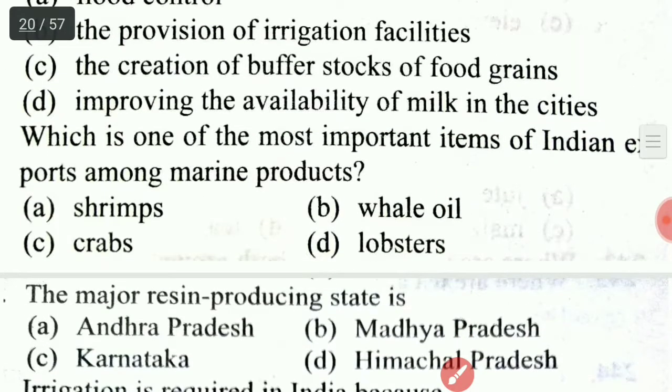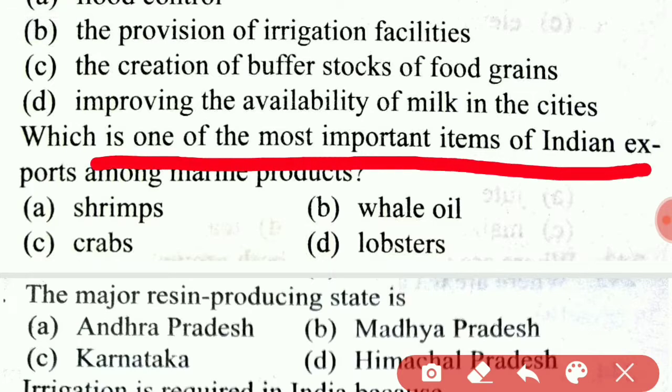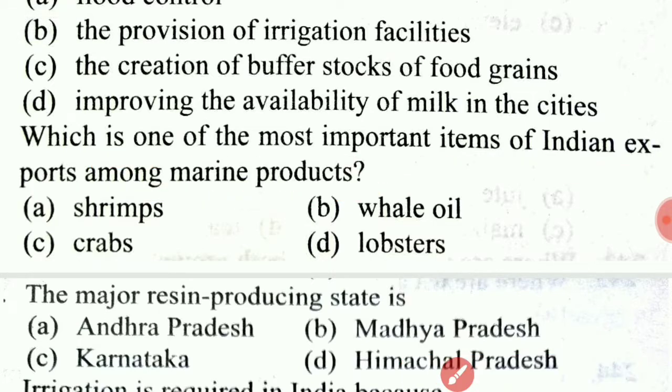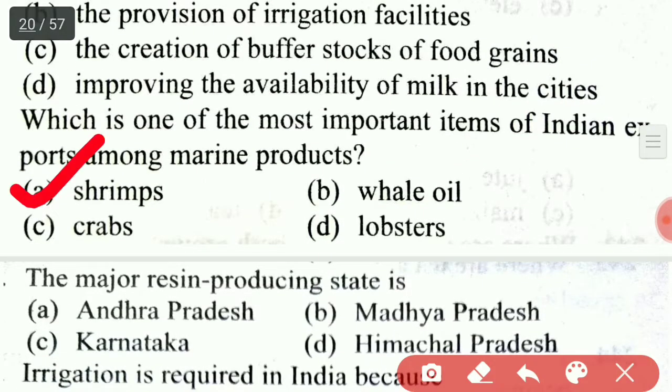Next, which is one of the most important items of Indian export among marine products? That is shrimps. Option A is the right answer.